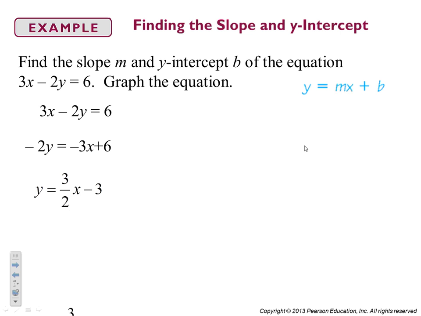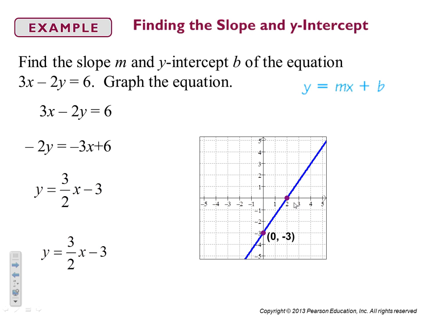So I know my slope is 3/2, and I know my y-intercept is negative 3. So on my graph, I plot the point 0, negative 3, and I go up 3 over 2. Boom. And I have my line.